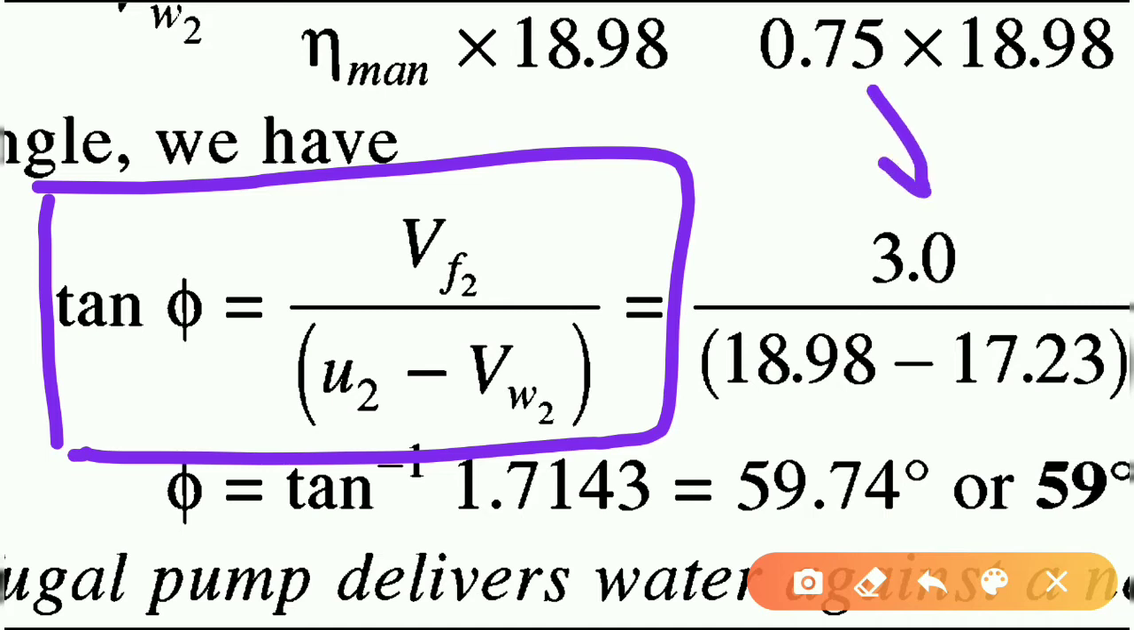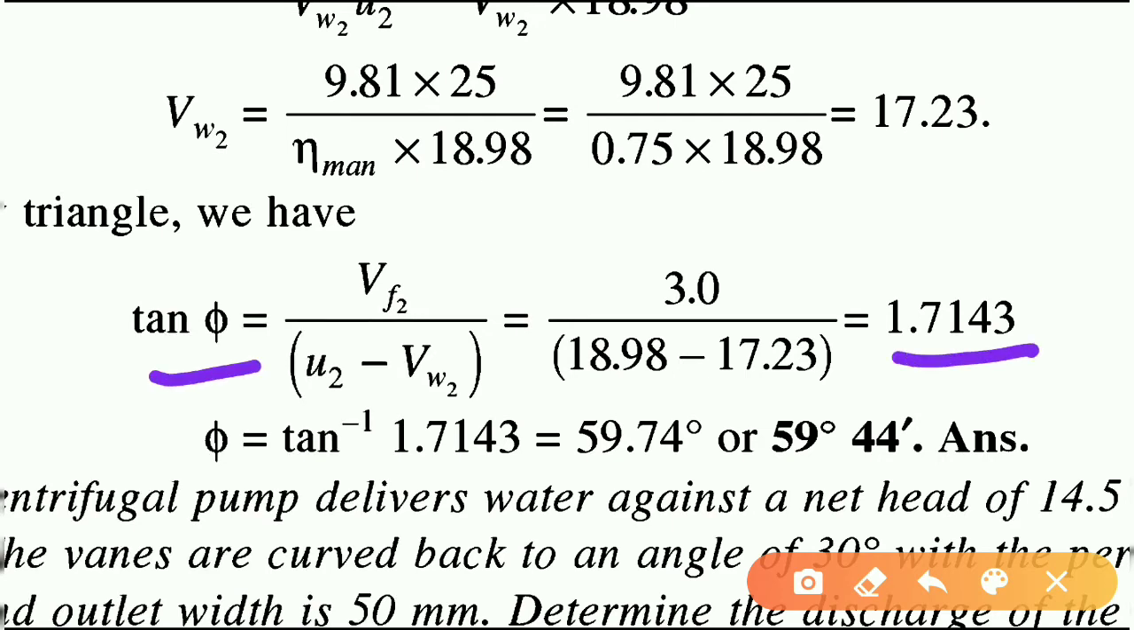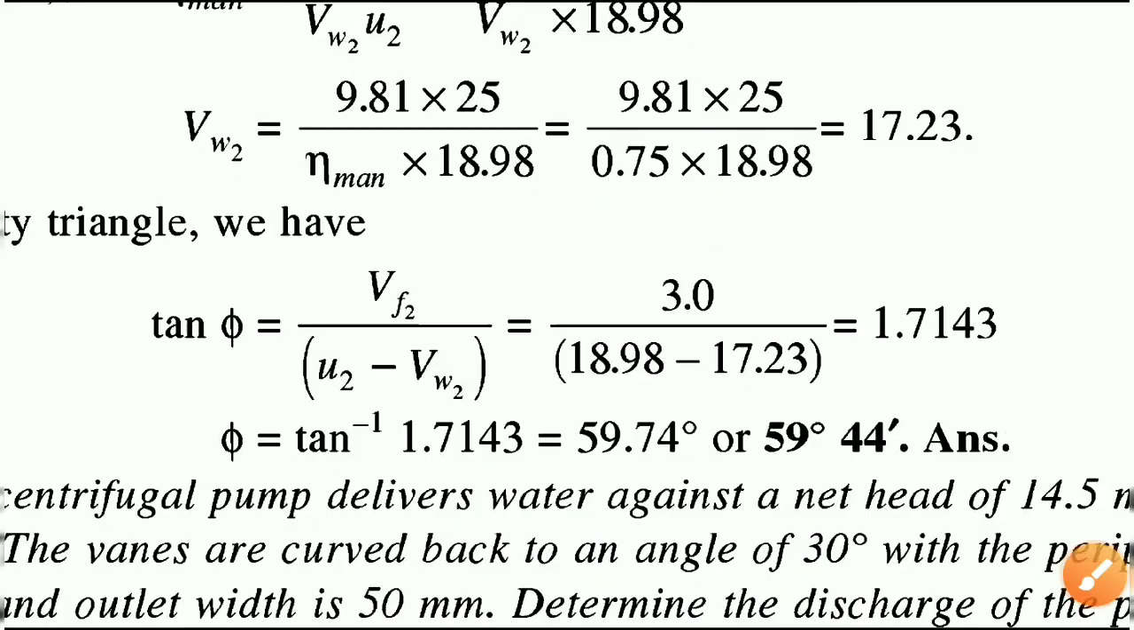So we have found out the value of Vf2 as 3, value of u2 as 18.98 and Vw2 as 17.23. So we will get the expression tan phi is equal to 1.7143. If we take the inverse of this tan phi, then we will get the value of phi as 59.74 degrees, or it can also be represented as 59 degree 44 minute.